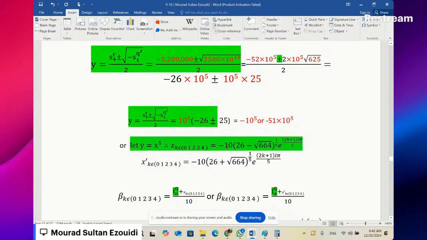Okay. Therefore, my previous x5 is equal to 5. I will ignore this one. I will just ignore this.